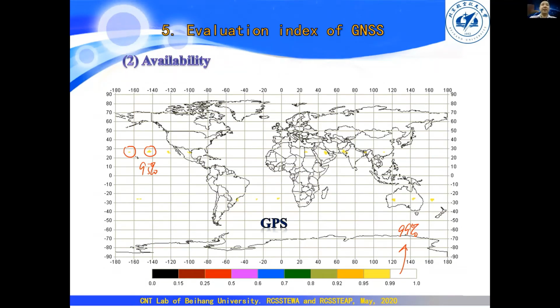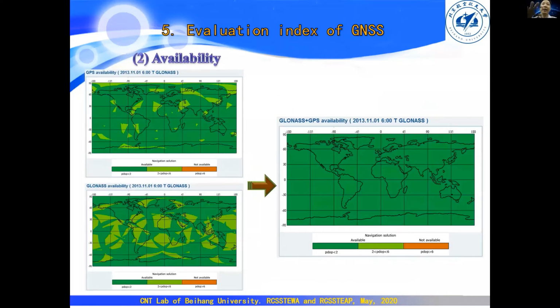Okay, so that means each satellite system has limitations. They only have some places that are about 95% availability. But when you combine these two together, you will see, for example, GLONASS plus GPS, better performance than GPS and GLONASS only. So I want to say that if you use multiple GNSS systems, then you will get better performance.